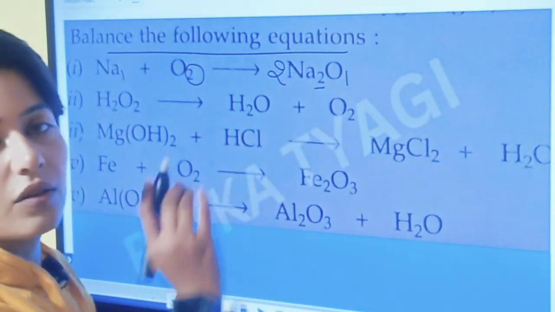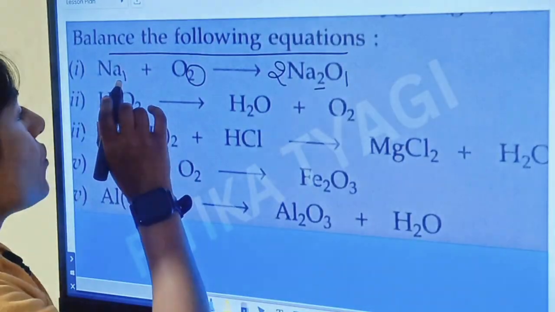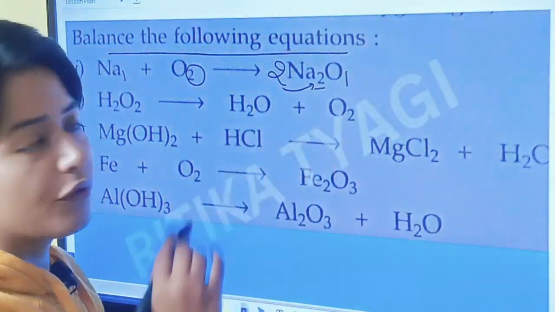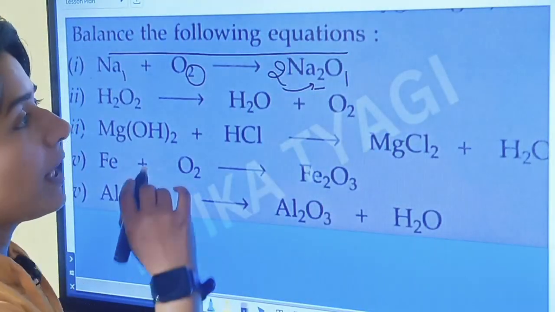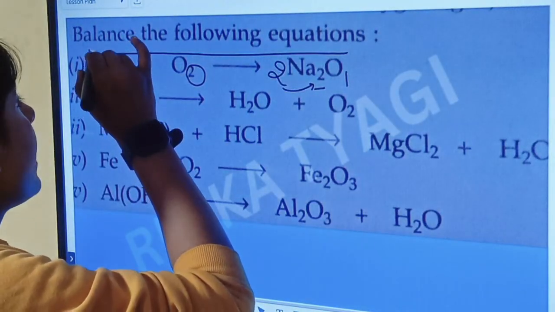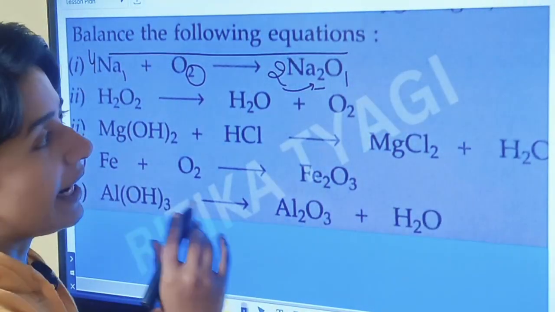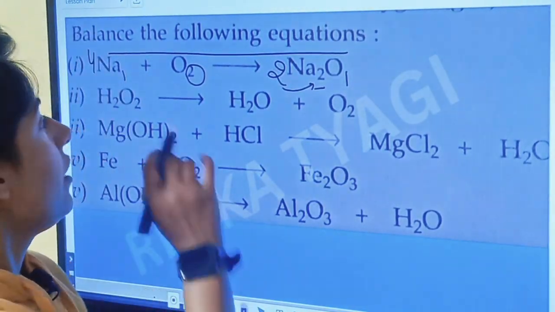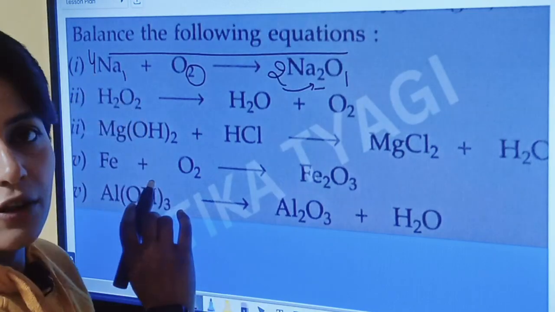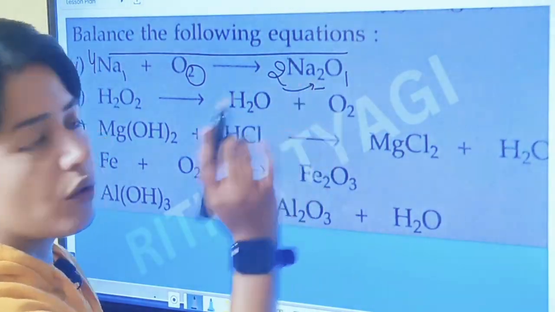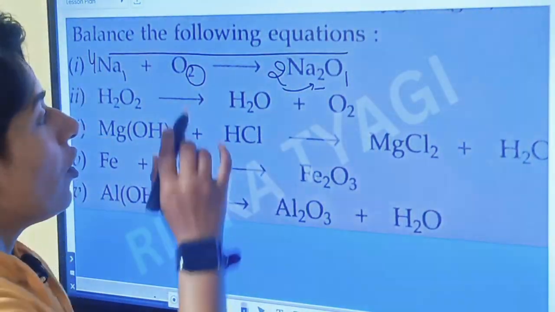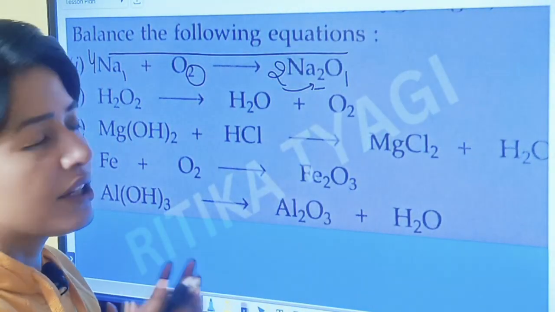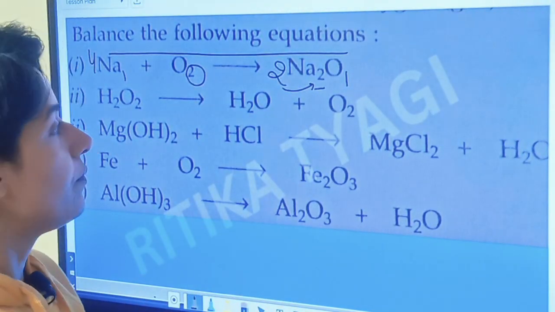Now let us take sodium atoms. Sodium atoms are 1 on the reactant side whereas sodium atoms on the product side are 4, 2 times 2. So we have to multiply the sodium atom on the reactant side by 4 so that we get 4 sodium atoms on the reactant side also. Now sodium atoms on the reactant side are 4, sodium atoms on the product side are also 4, 2 twos are 4. Oxygen atoms on the reactant side are 2 and on the product side also 2. So now it is a balanced chemical equation.